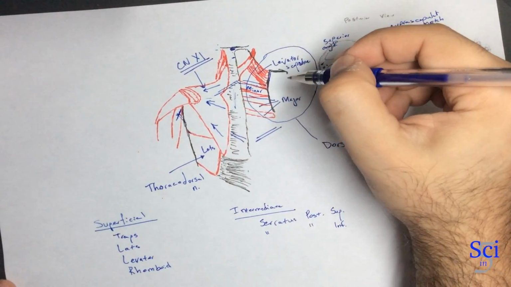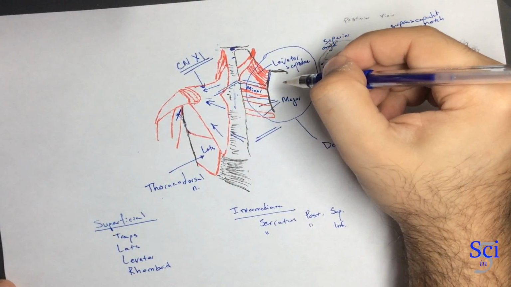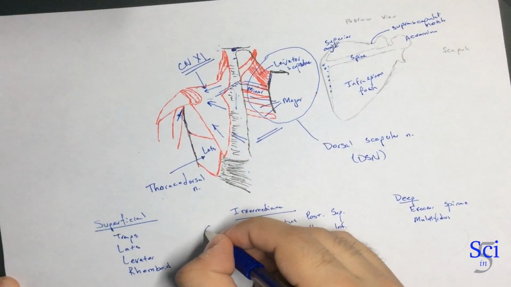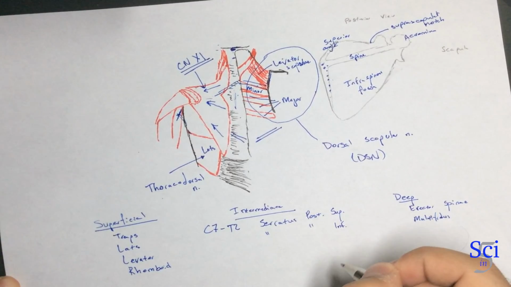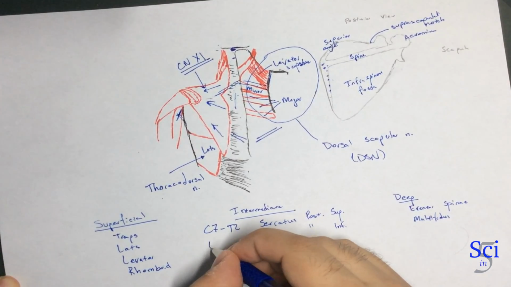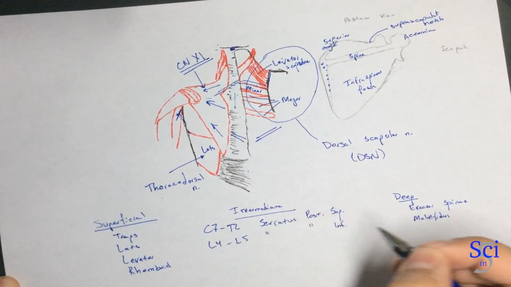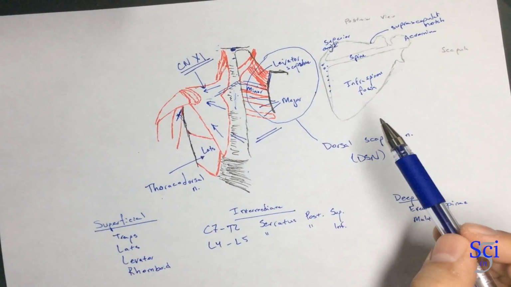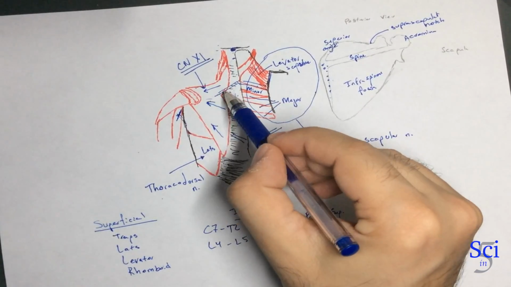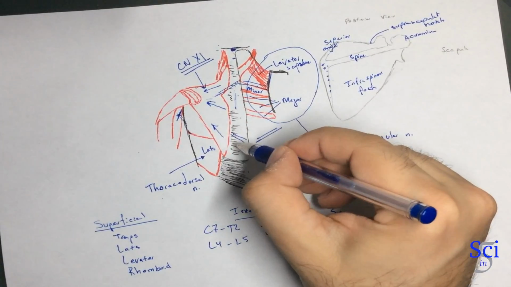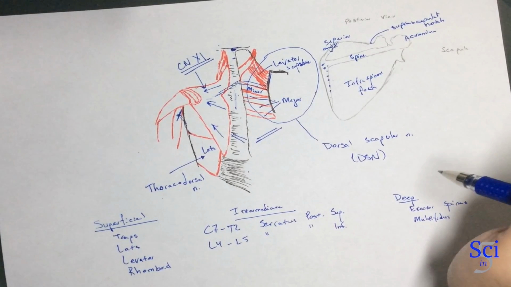The difference is the serratus posterior superior goes from C7, so this is going to go C7 to T2. The inferior version is going to go L4 to L5. So just remember, superior is going to make an A, the inferior makes a V.